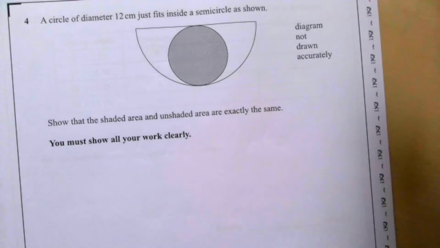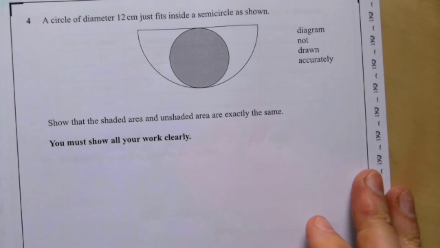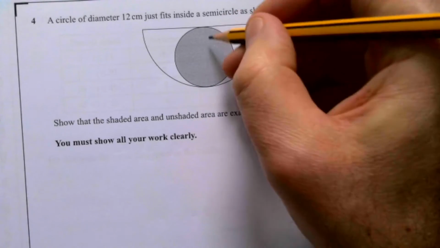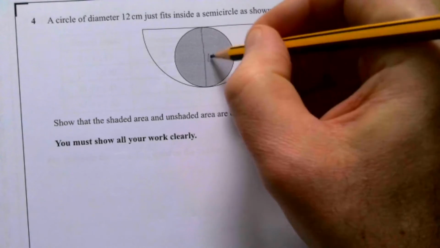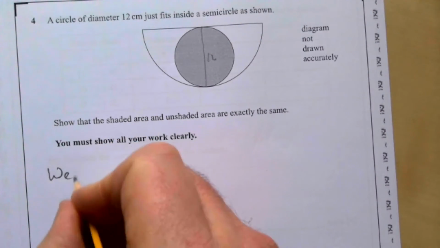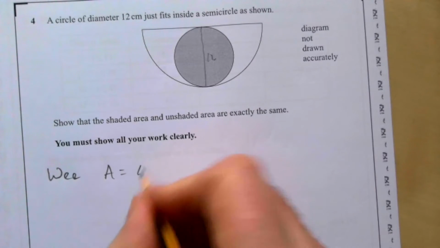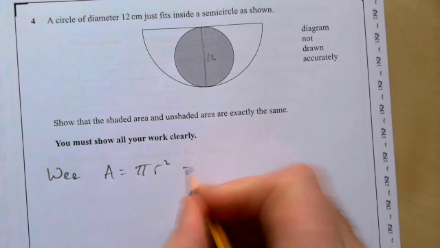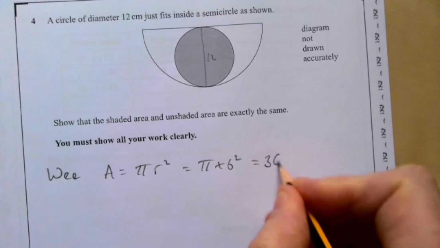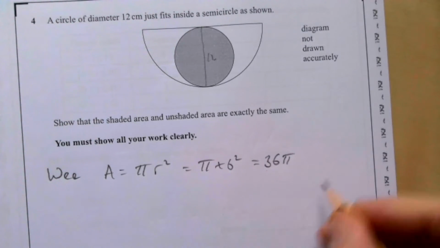Question 4, a circle of diameter 12 just fits inside the semicircle shown. Show the shaded area and unshaded area are exactly the same. So let's find the area first of the wee circle. If that's a diameter of 12, then the radius is going to be 6. So for the wee shape, area is pi r squared. So it's pi times 6 squared, and that gives me 36 pi.